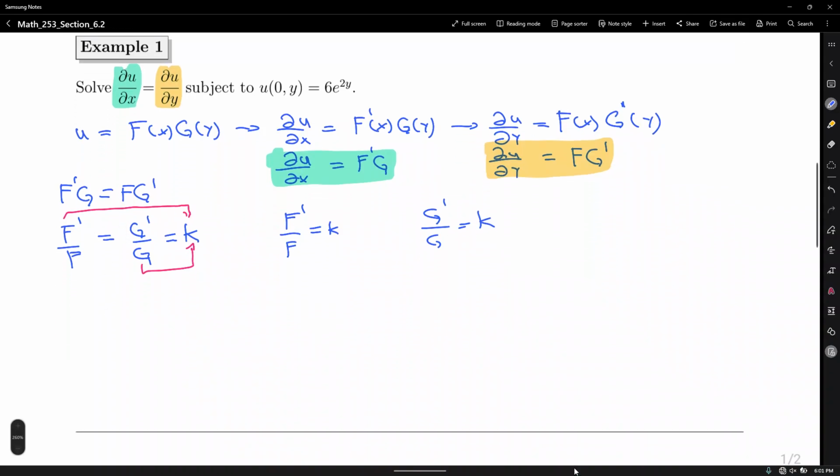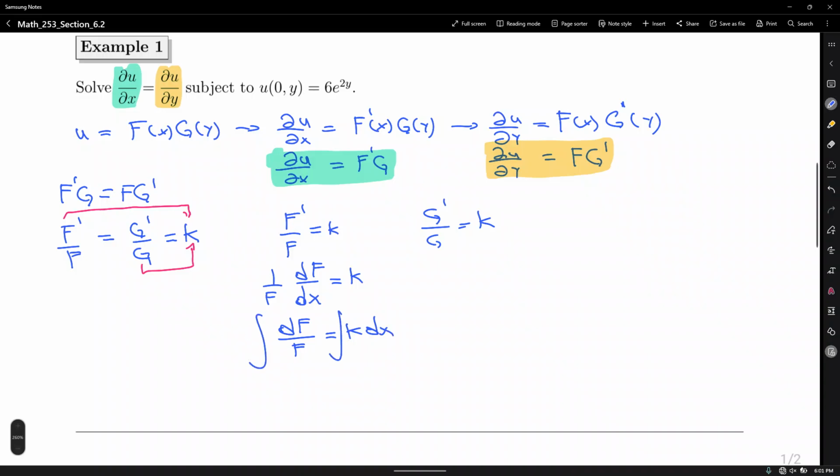Okay, so I'm going to write 1 over f, this f prime. Here you need to be very careful about what f and g are. While f is a function of x, g is a function of y. So I'm going to change the Lagrangian notation f prime into Leibniz notation. This is a function of x. We differentiate with respect to x equals k. And I'm going to separate the variables. I'm going to multiply both sides by dx. So df over f equals k dx.